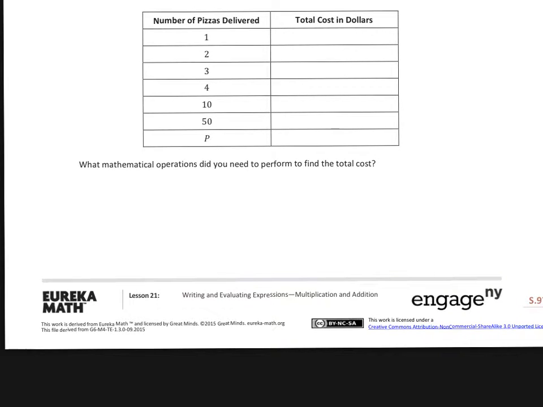All right, so let's do one more together. So we already did this, but now we're going to determine the expression that describes the cost of P pizzas delivered, this amount of pizzas delivered. So Pizza Queen has a special offer on lunch pizzas, $4 each. They charge $2 to deliver, regardless of how many pizzas are ordered. So no matter how many of these are, we're going to be adding 2 to it, right?